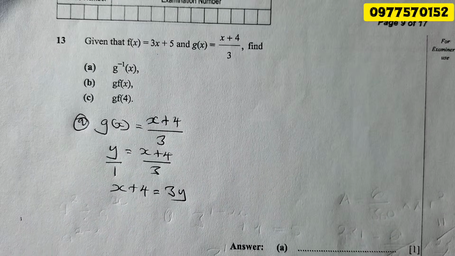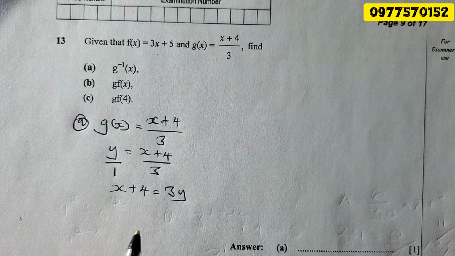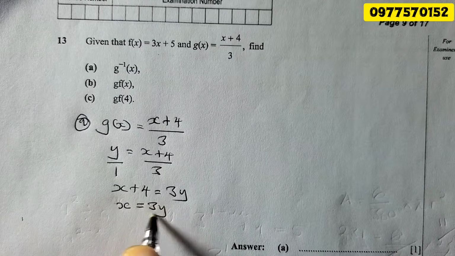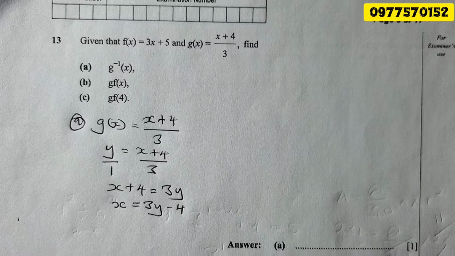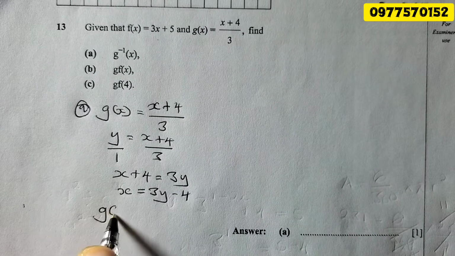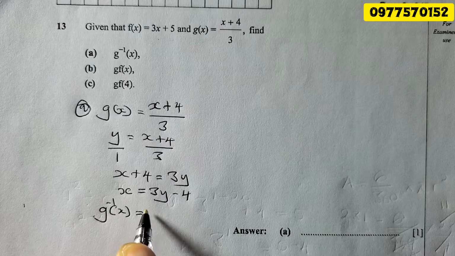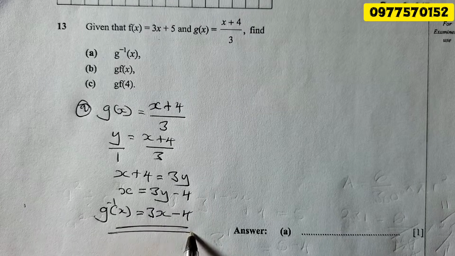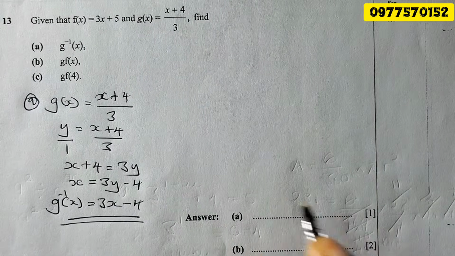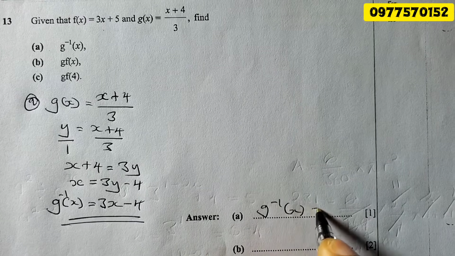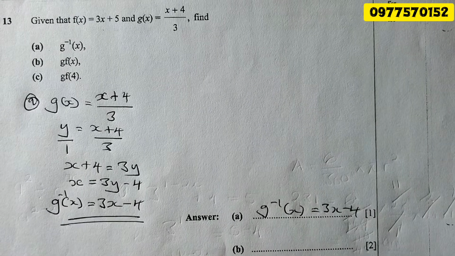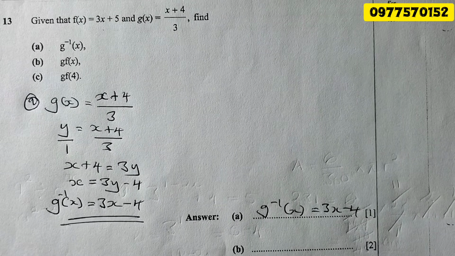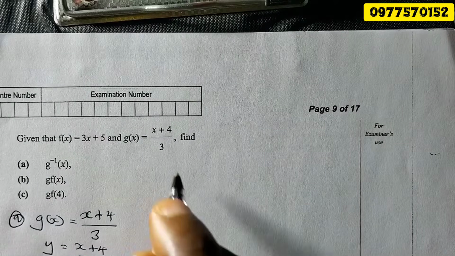Are we together? Then, it's not yet the subject, so the 4 will go to the other side and will be 3y minus 4. Then, you can attach the inverse function, which is g inverse of x equals 3, then the y changes to x, minus 4, and this is the answer. And you can just write it here as g inverse of x equals 3x minus 4. Are we together? Simple, right? Yes, it is. Now, let's go to question B.